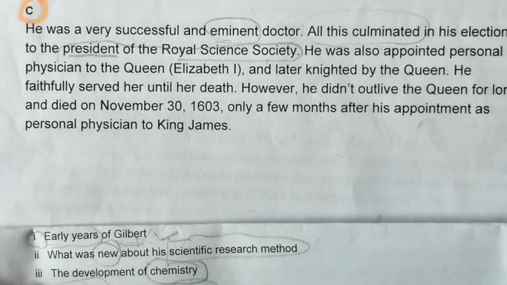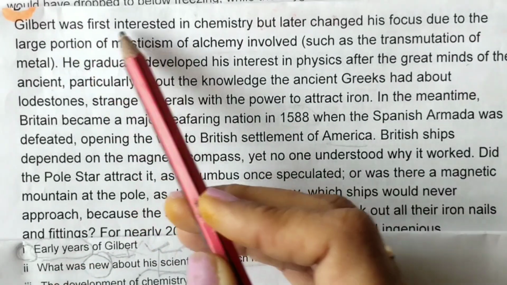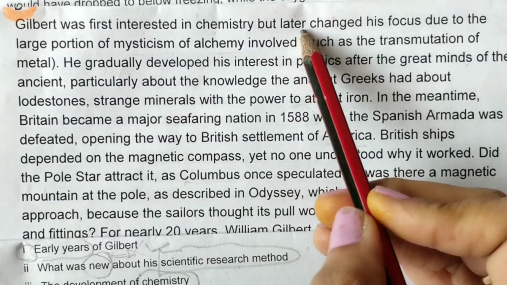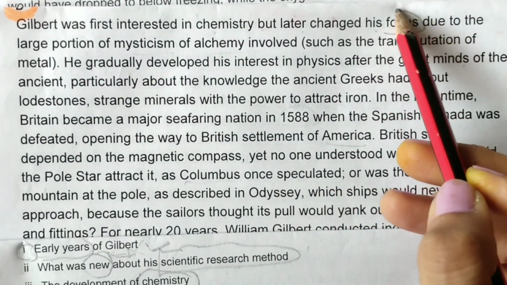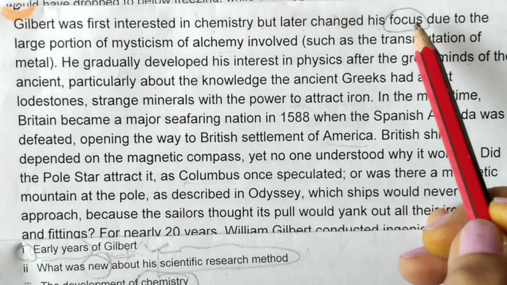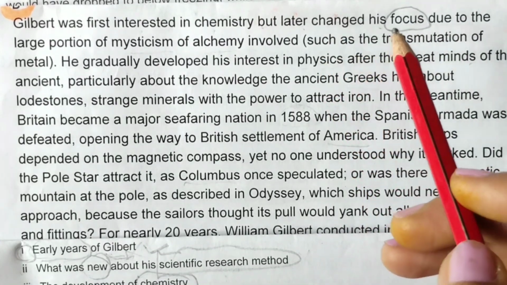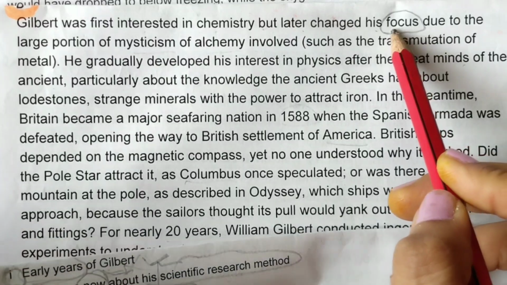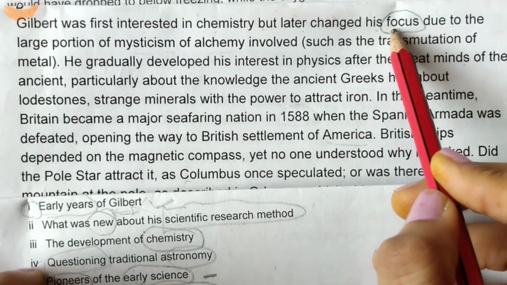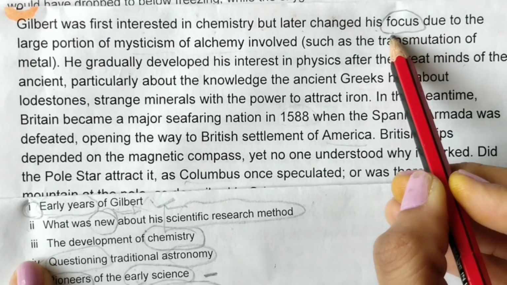Now paragraph D. Now I am showing paragraph D. Gilbert was first interested in chemistry but later changed his focus. Now the word focus is there. So only on the basis of a word, you can't match the list of headings. I'm telling you, this will lead you to lower band scores. Don't rely only on the keyword strategy.